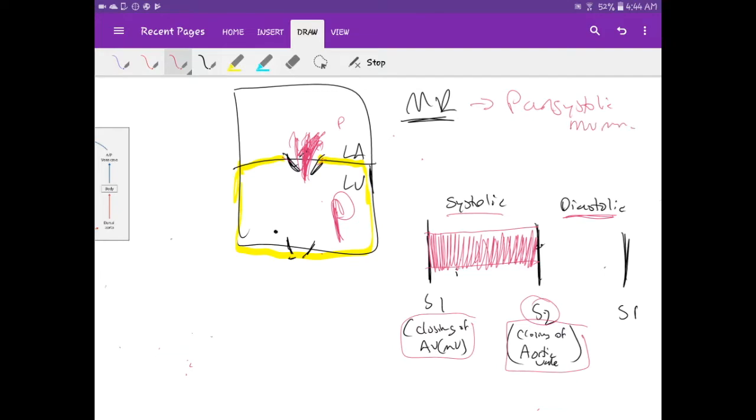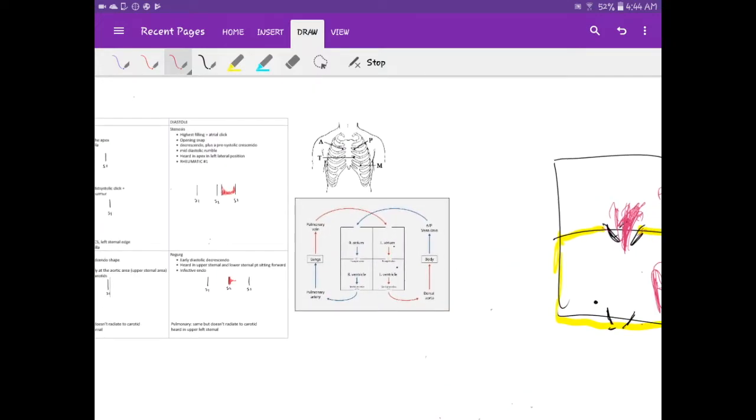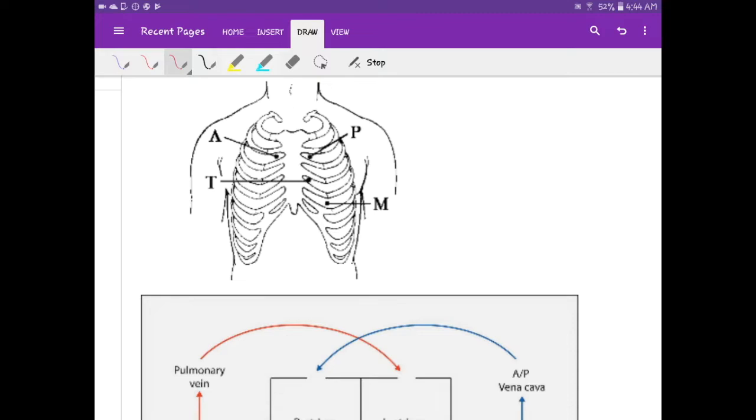Now, where do you hear it? Where do you hear it the most? You obviously hear it in the mitral place. Okay, so you hear it. By the way, these are the places where you hear. All physicians take money, if you forget.